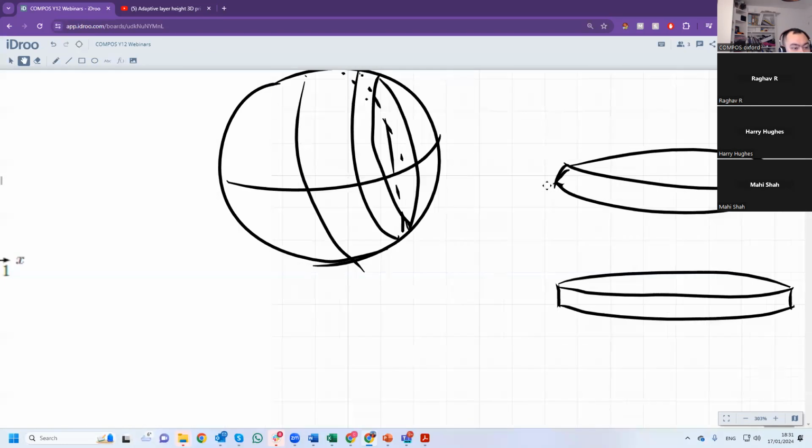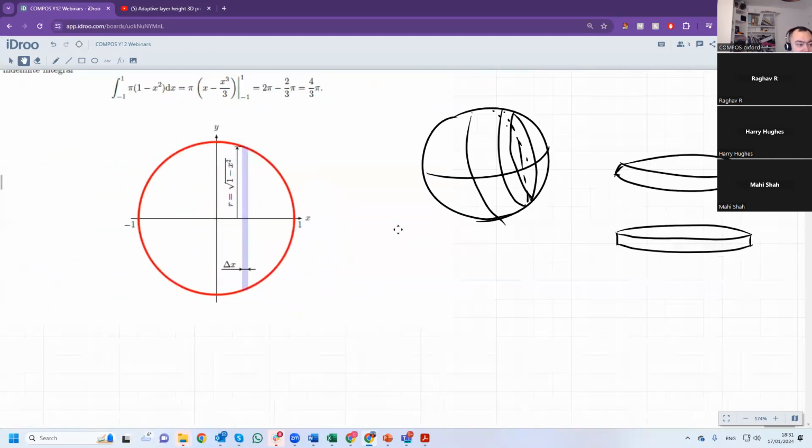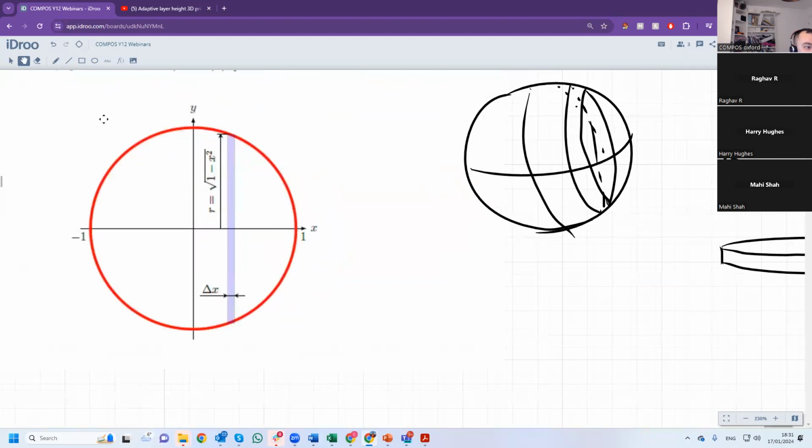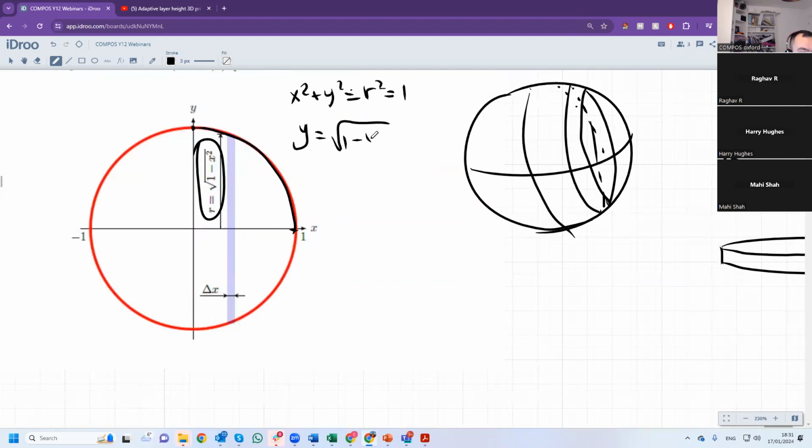Okay, now this slab, the radius of this slab is the square root of 1 minus x squared. How do we know that? Well, because the equation of this line is a circle. So it's x squared plus y squared equals r squared, and r is 1. So that's equal to 1. So y is equal to the square root of 1 minus x squared.